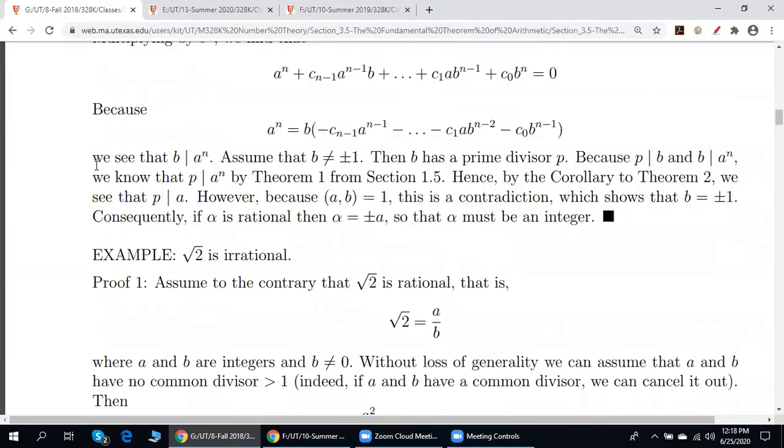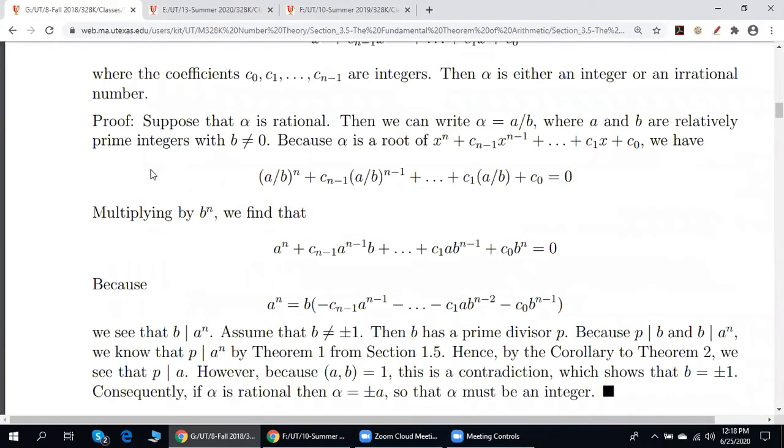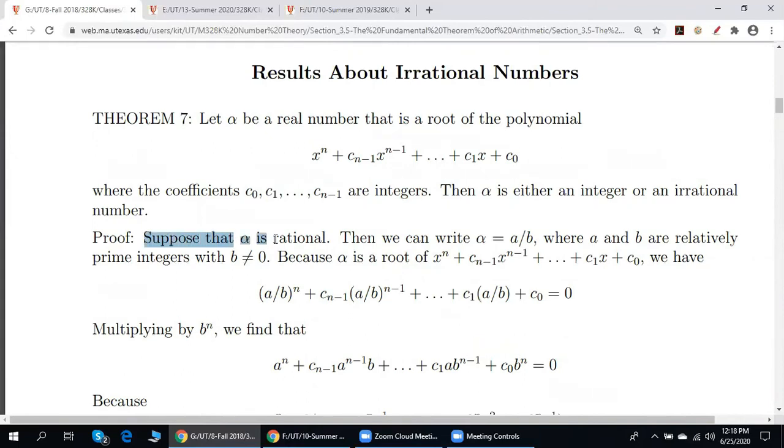Now let us prove Theorem 7. So, suppose alpha is rational. Then alpha can be written as a divided by b, where a and b have no common divisor. Of course, b is not equal to 0.